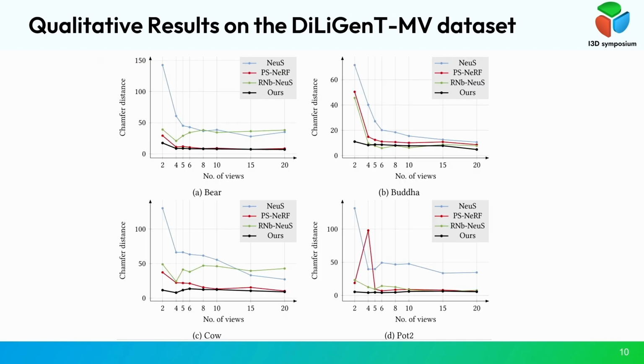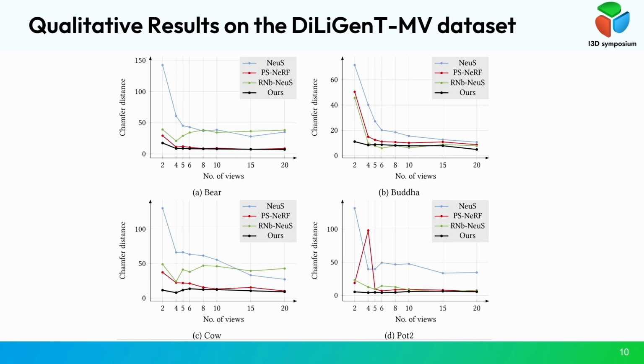Here, in this particular image, we show the performance of different methods when we vary the number of input views from 2 input views to a total of 20 input views. It can be observed that the performance of the previous methods degrades as the input views become sparser. For example, for 2 input views, the chamfer distance, which is a metric for computing the reconstruction quality, is very high for other methods. This metric should be as low as possible.